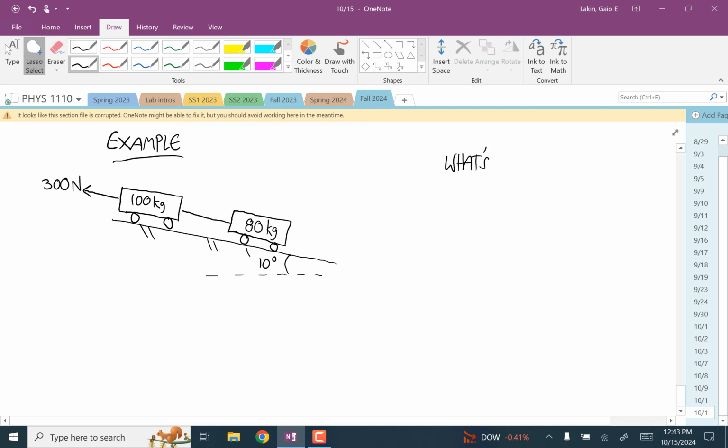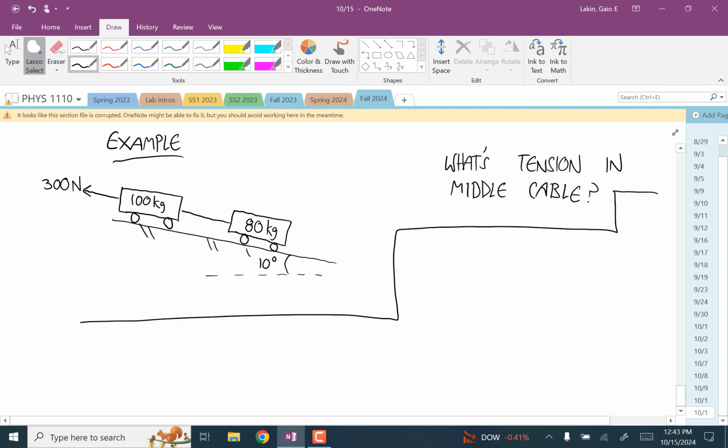Let's say we want to calculate what's the tension in the cable that's holding those two together, in that middle cable. And why would you want to calculate this? If this was really like a hill that for some reason you had to get these things to go up, you would want to know how strong you had to make that cable between them so that it wouldn't break. So it's sort of a reasonable engineering type problem.